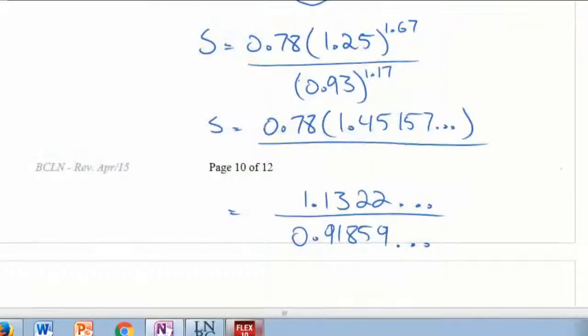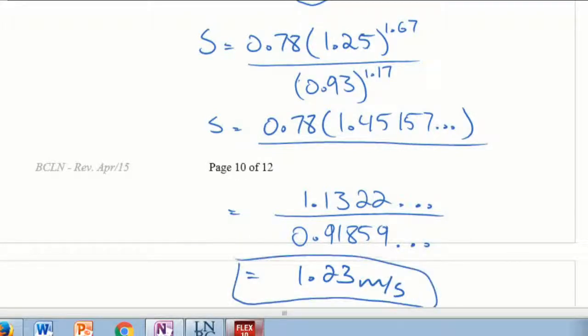So 1.23 meters per second would be the answer. And I only know it's meters per second because it said in the question. You're going to end up with an answer in meters per second.